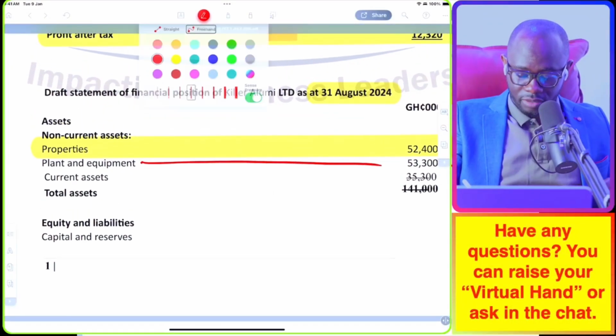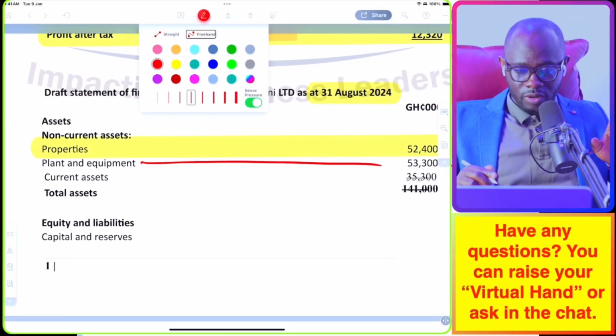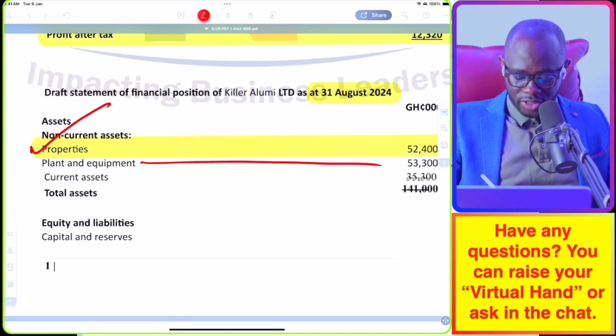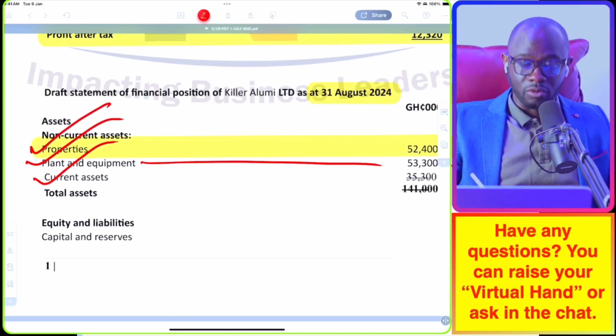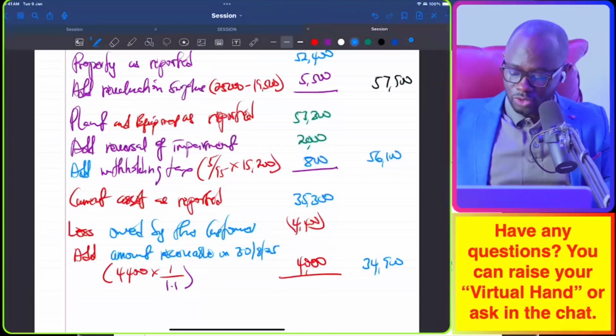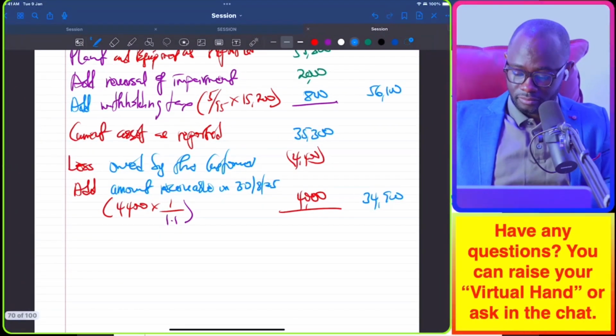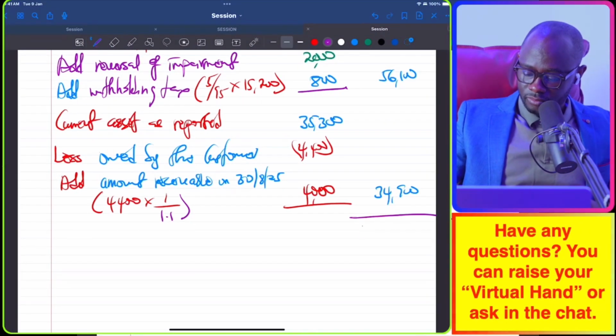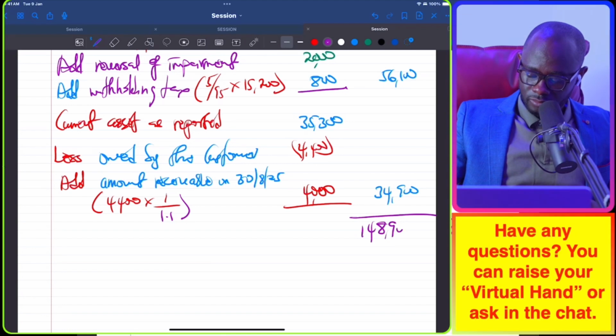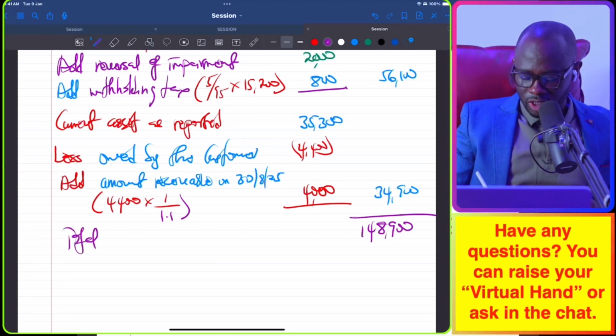Have we touched on everything? Because you always want to know whether you've touched on everything, right? We've brought properties, we've brought plant, and we just brought the current asset. So now total asset, what are we getting? 148,900. Okay. Confirmed. So that's our total assets.